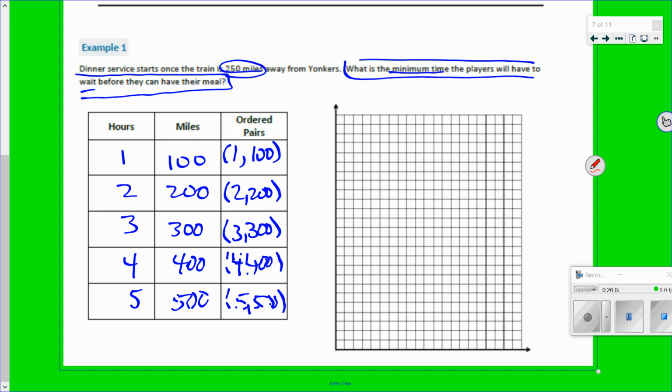Okay? Questions on making your ordered pairs off of the table? Pretty easy, right? Let's talk about the actual graphing now. What's the first thing I need to do on my graph? Label it. No. What's the first thing I need to do?